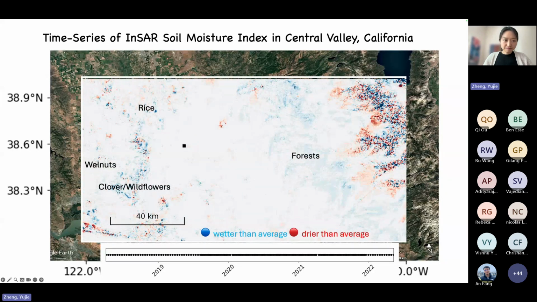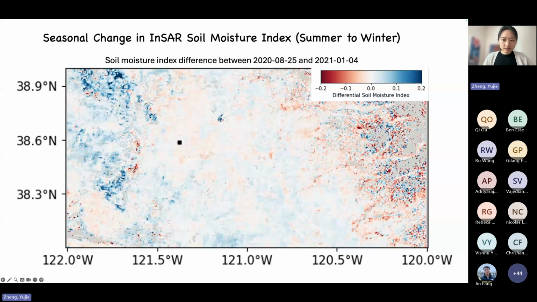All right. So now I'm showing you a seasonal change in the InSAR soil moisture index. This is the difference between the derived InSAR soil moisture index observed between a summer date and a winter date. You can see the colors here: blue means an increase in soil moisture, and red means a decreased soil moisture. You can see the agricultural fields show generally blue colors, which is expected.